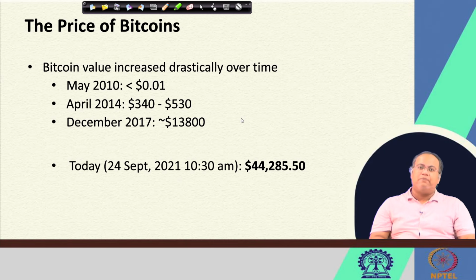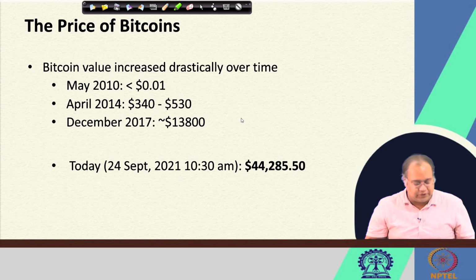Now, if you look into the prices of Bitcoin, the value of Bitcoin increased drastically over time. Around May 2010, 1 Bitcoin was equivalent to $0.01. Around April 2014, 1 Bitcoin was in the range of $340 to $530. Around December 2017, it was around $13,800. And today, as I am recording this lecture, I checked the price of Bitcoin in the morning around 10:30 a.m. Around that time, the price for 1 Bitcoin was $44,000 to $85.5.